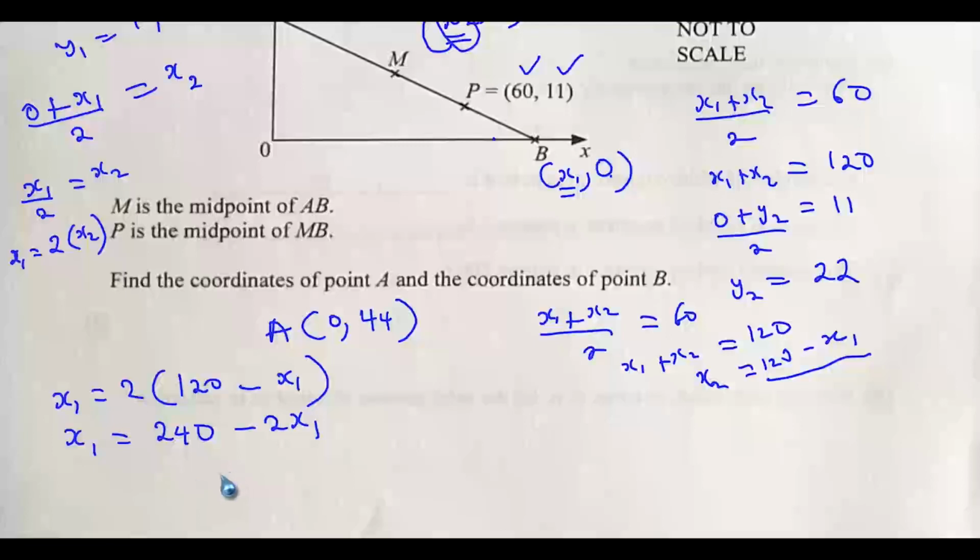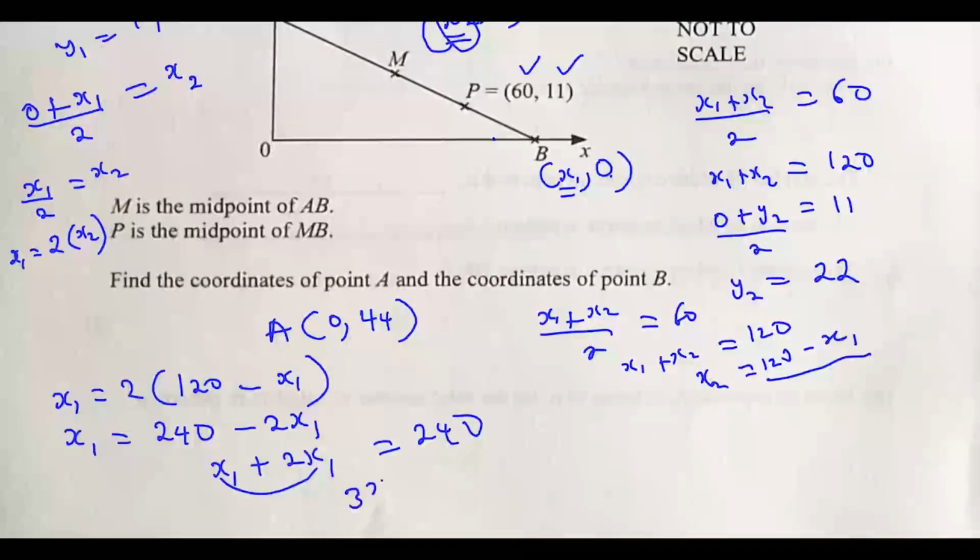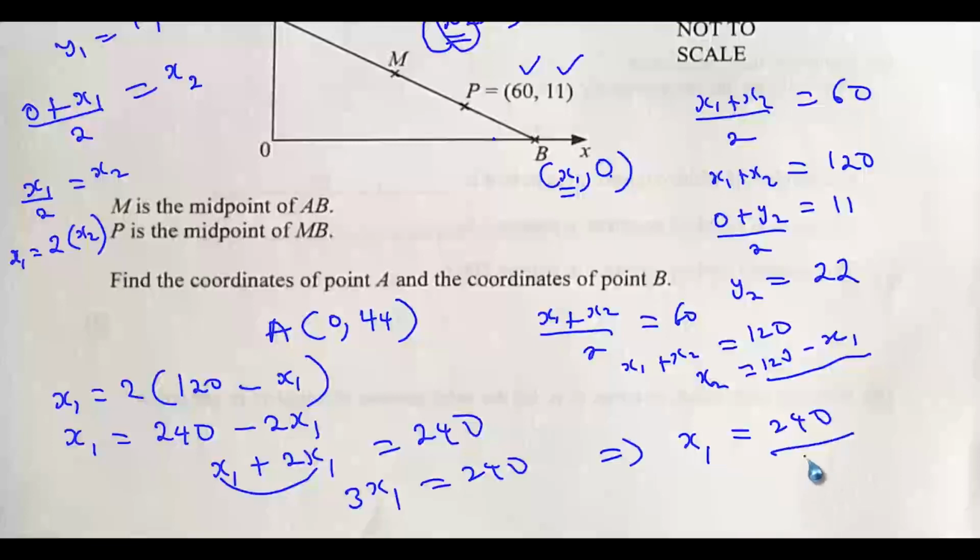So we can now rearrange to be x1 add 2x1, by taking 2x1 to the left hand side, equals 240. So we have this add this, that will give you 3x1 equals 240. So you divide both sides by 3, so that implies that x1 is equal to 240 divided by 3. So 3 goes in 24 8 times, then 3 goes in 0 zero times, so you have 80. So x1 is equal to 80.